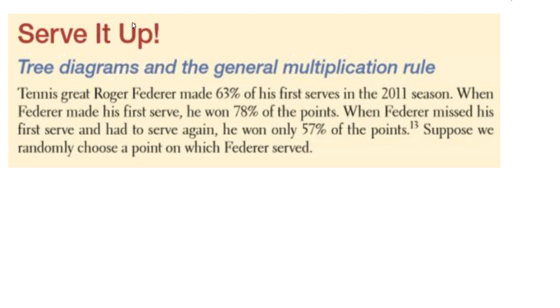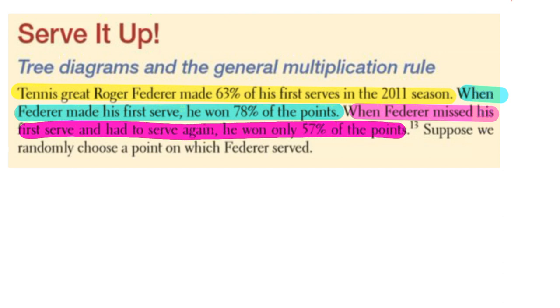So something to notice when you look at these kinds of questions: this first sentence is sort of an overall probability of how often he'll make the first serve. And then when you read the next sentence, you notice it's sort of like a subset of the first sentence. It says when he made his first serve, he won 78% of the points. Then next it says when he missed his first serve, he had to serve again and won only 57% of the points. So the blue highlighted sentence and the purple highlighted sentence are sort of subsets of that yellow sentence.